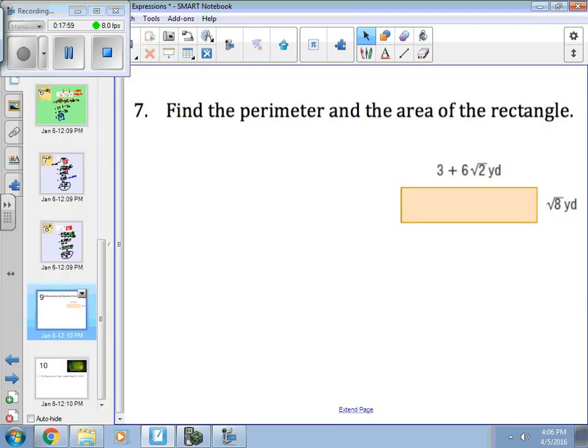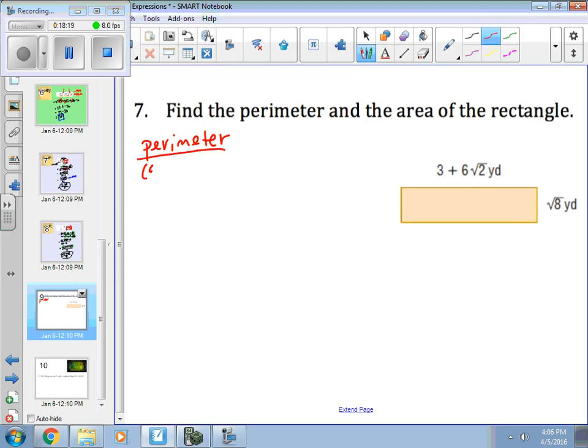All right, 2 more kind of geometry applications on the back. This one came off of practice ACT. It says find the perimeter and the area of this rectangle. We know how to find both perimeter and area. Perimeter, no matter what the shape, always you want to just add up all the sides.